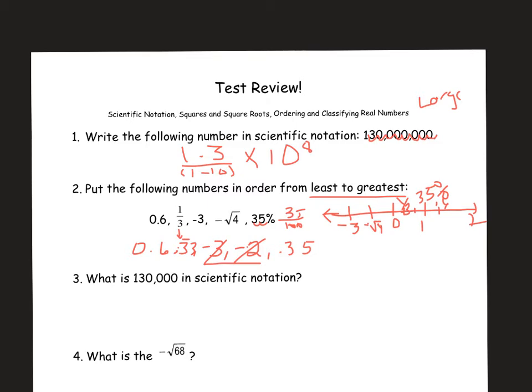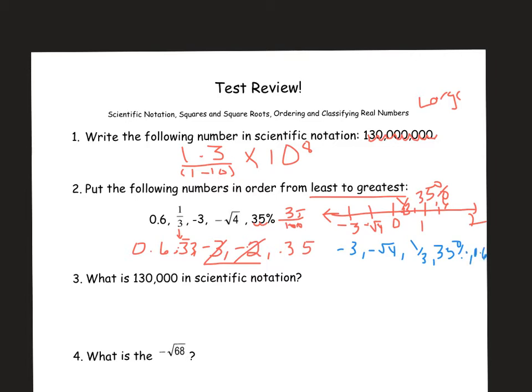So let me rewrite this so it looks much neater. -3 is the least. Negative square root of 4 is next in line. 1/3 comes next. 35%. And finally, 0.6.